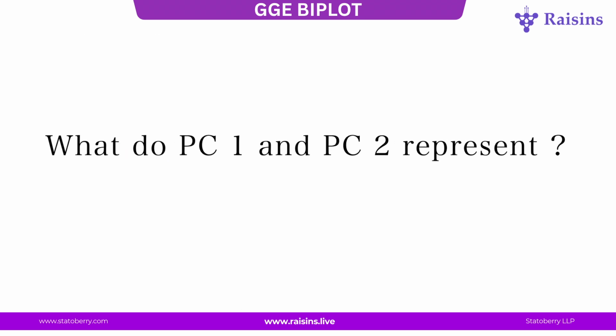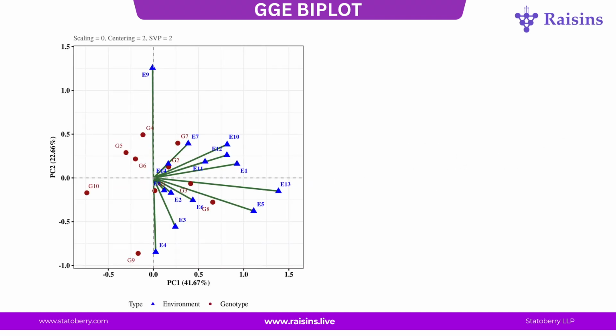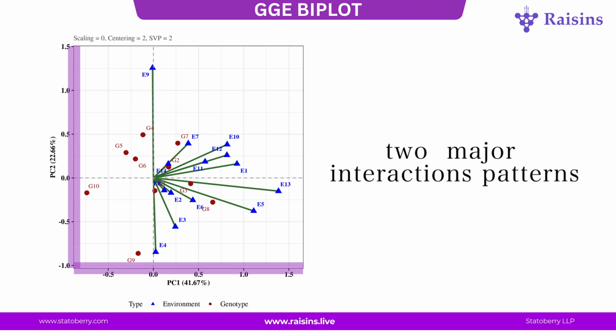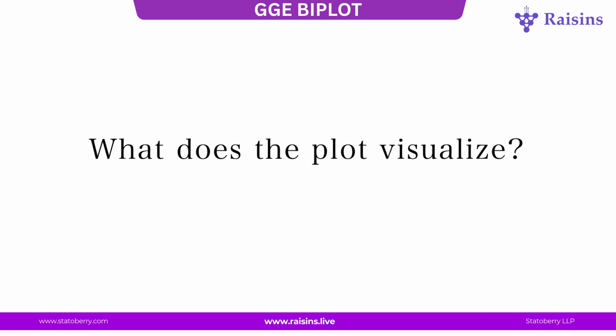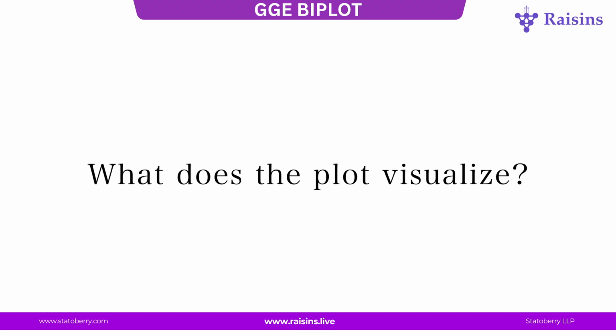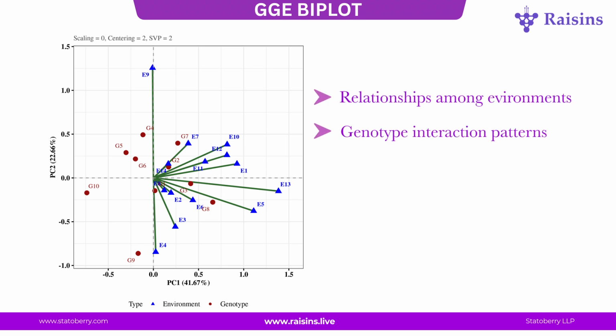So, what do PC1 and PC2 represent here? In this Type 1 biplot, PC1 and PC2 represent the two major interaction patterns extracted from the GGE metrics. And what does this plot mainly help us visualize? It helps us understand relationships among environments, genotype interaction patterns, and adaptability of genotypes to environments.